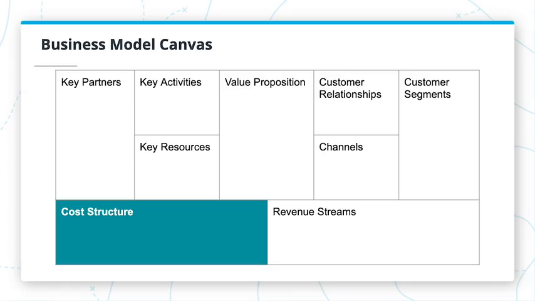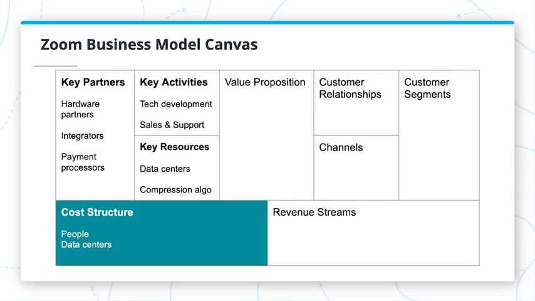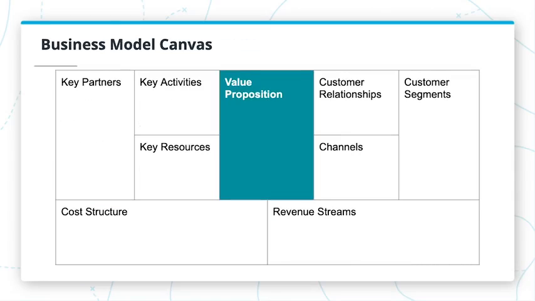Next, let's talk about the costs that are associated with building the product. This could include both fixed costs, like salary of the development team, and variable costs that increase as the product grows, like data center capacity. It's also important to think through which activities and resources are the most expensive. So going back to the Zoom example, I think that the two biggest costs will be people and data centers.